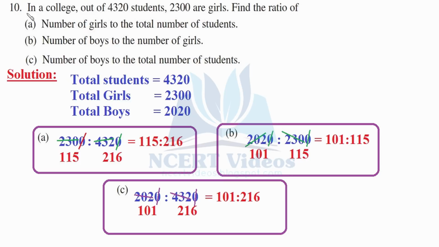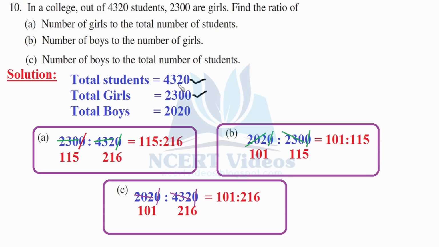Question 10. In a college, out of 4,320 students, 2,300 are girls. Find the ratio of A part, number of girls to total number of students. Well, total students are 4,320 and total girls are given, that is 2,300. Boys are not given, but we can find them. How? If we subtract girls from students.